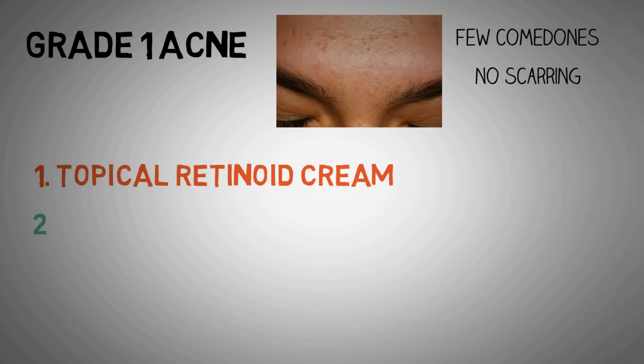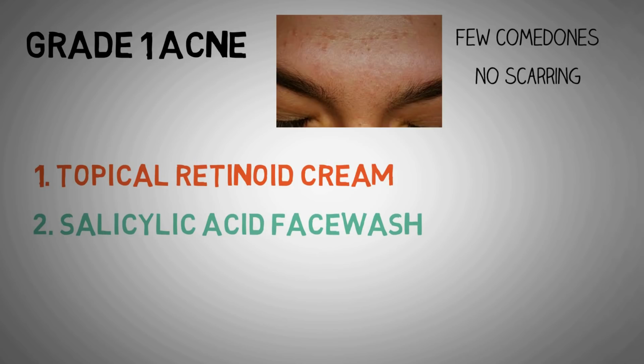The treatment depends upon the severity of the acne, and that is why I introduced you to these various grades of acne, as different grades of acne have different treatment options. Let's start with the basics. So if you have grade 1 acne, your basic treatment options are only topical medications that you can apply on your face. I recommend a simple topical retinoid cream and a salicylic acid face wash to be applied twice daily.